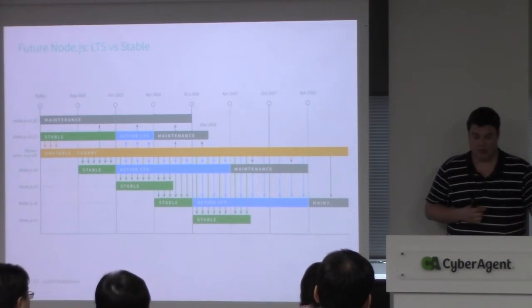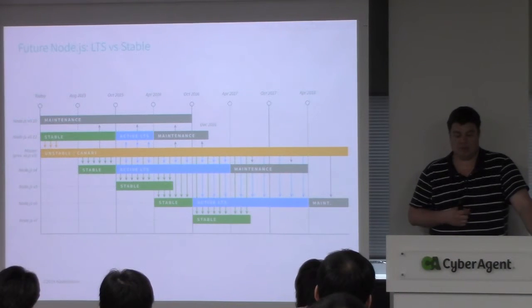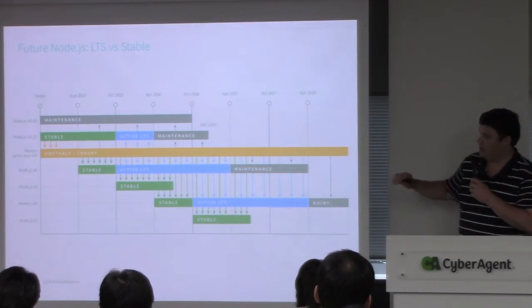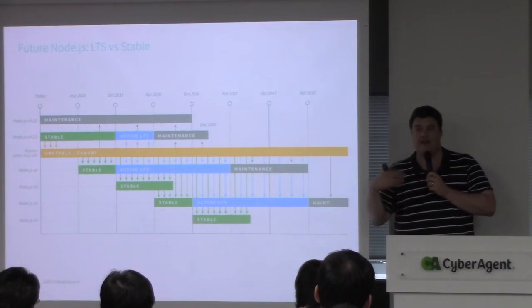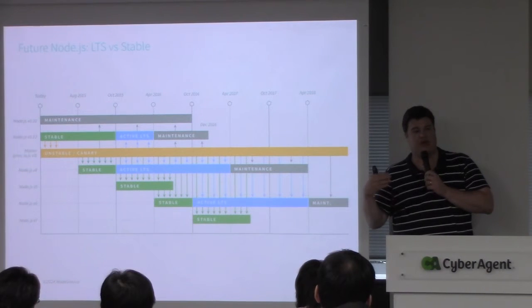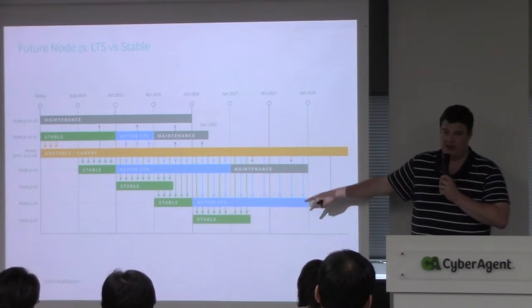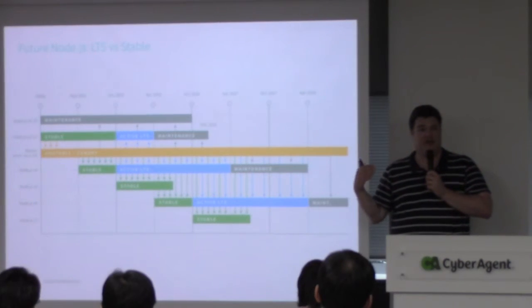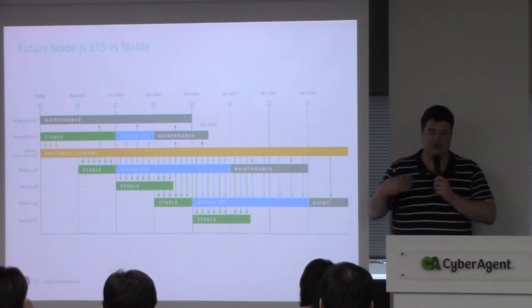And lastly, the LTS branches are intended for companies and individuals that need stability and the assurance that their version of Node is going to change very little, if at all. And the overlap between these different versions is large enough that you can plan migration well ahead of time and you can come up with strategies to move smoothly from one version of Node to the next.